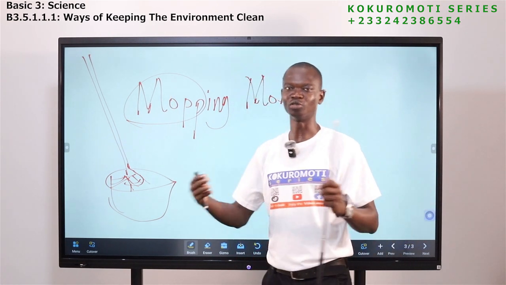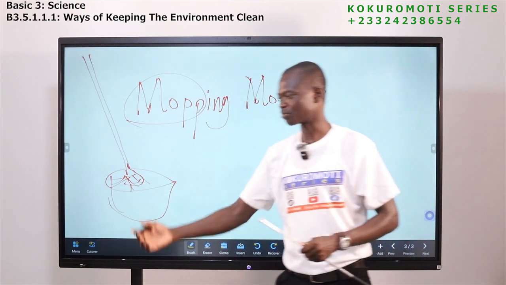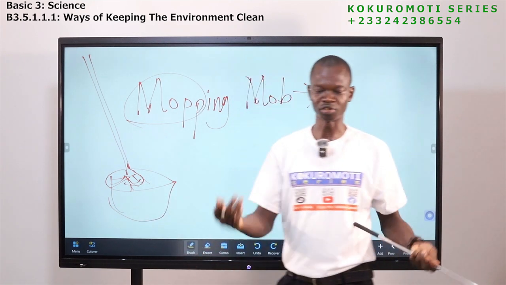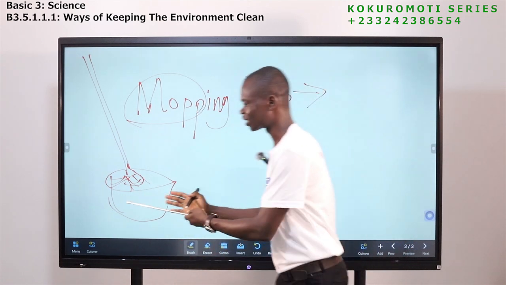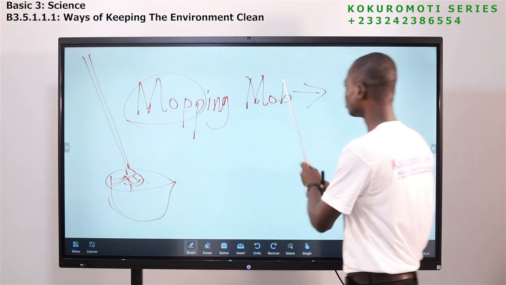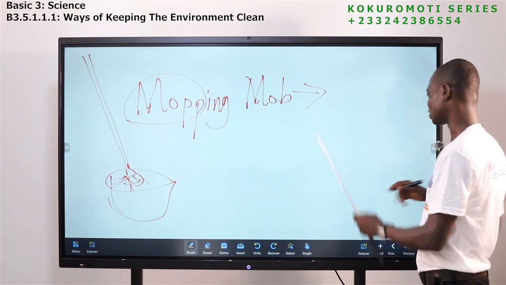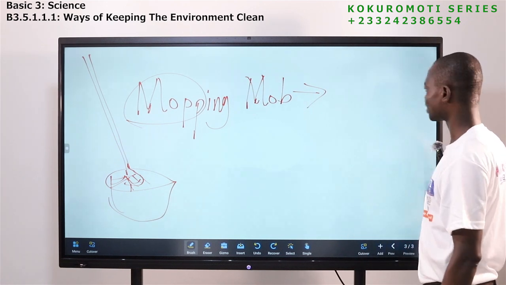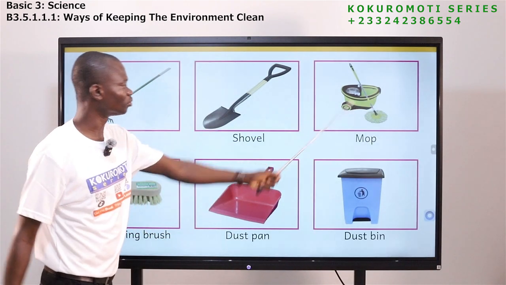So if in your room you have water spillage, maybe your drink poured on the floor, you need to clean it. You use the what? The mop to clean it. You don't use this. In fact, this is a different thing altogether. I've told you. Let's go back. So this is our mop.